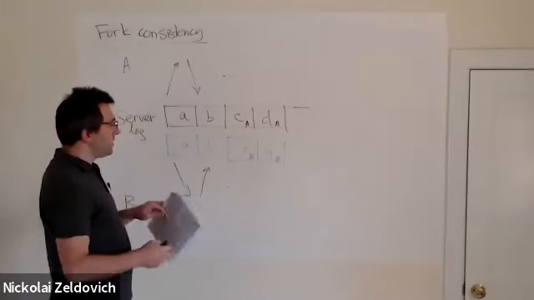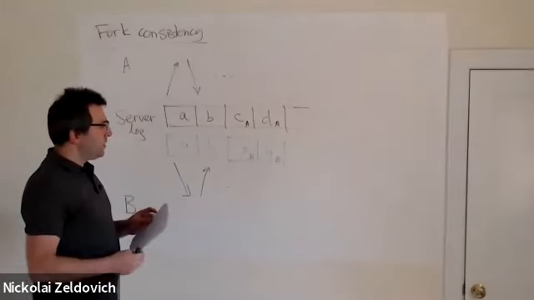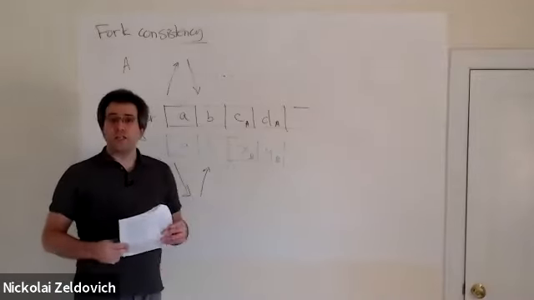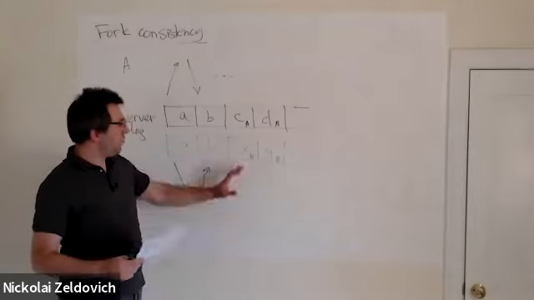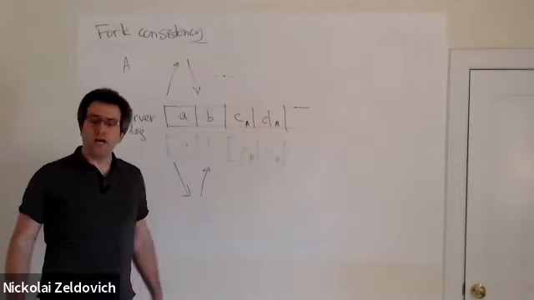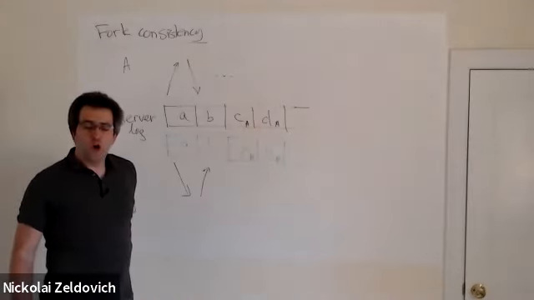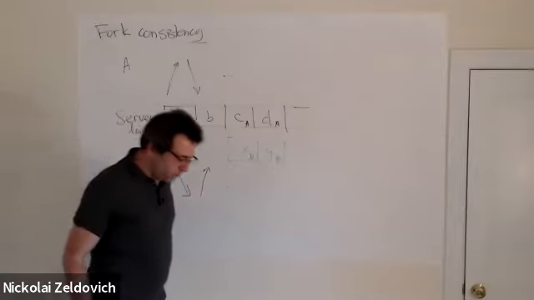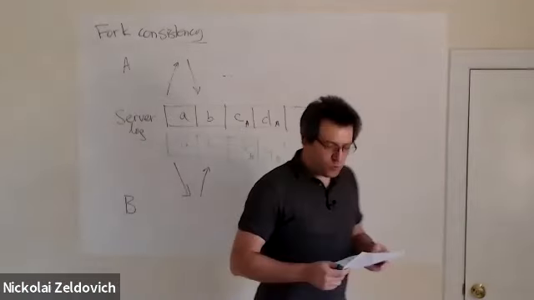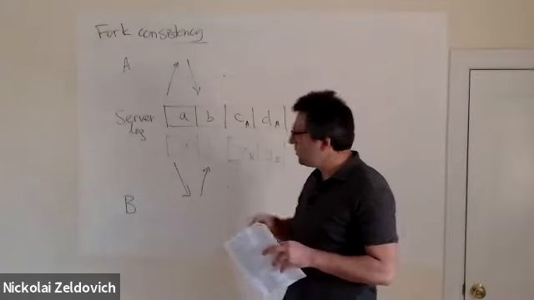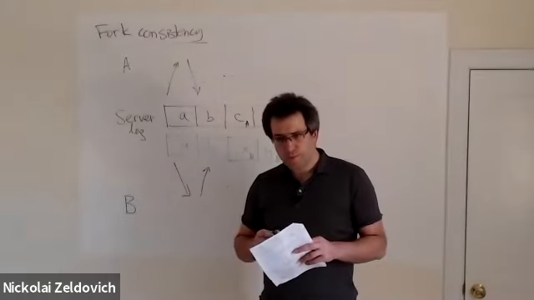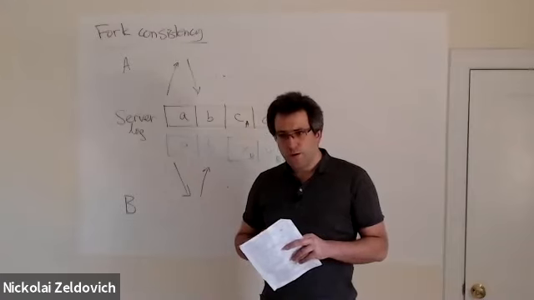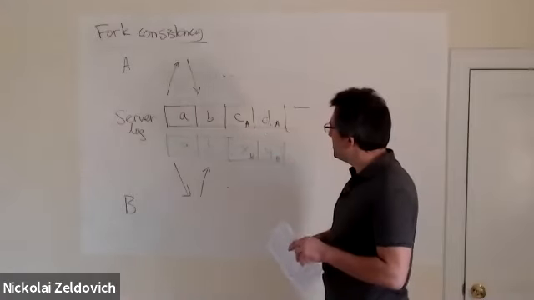And the clients cannot determine that this happened if their only view of the world is through interacting with this one untrusted server. There's no way we can force this untrusted server, at least in this model, to do anything stronger, to deal with this forking attack. That makes sense? Questions about this sort of fork consistency model?